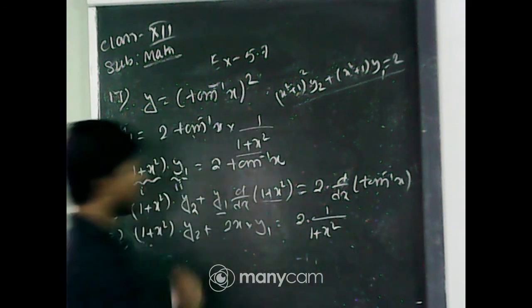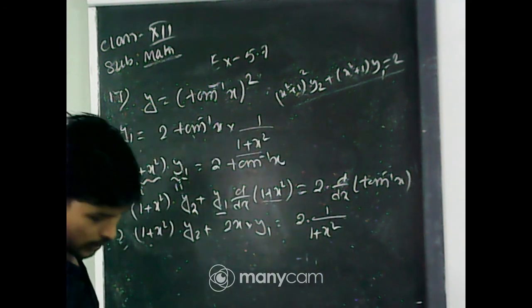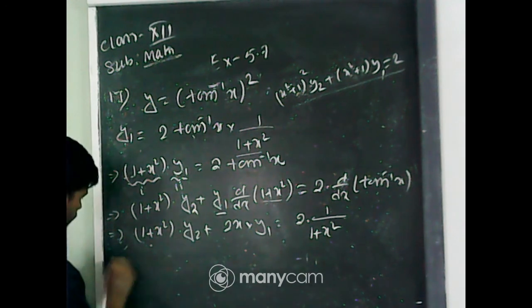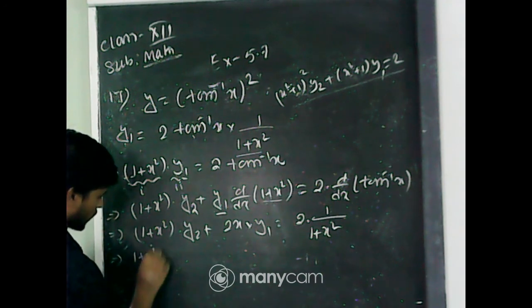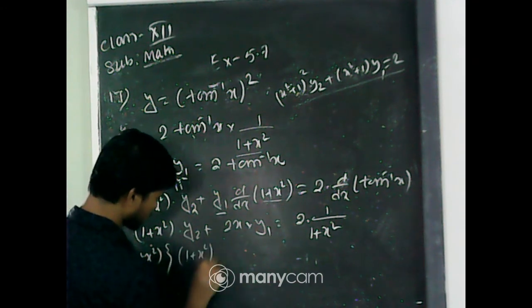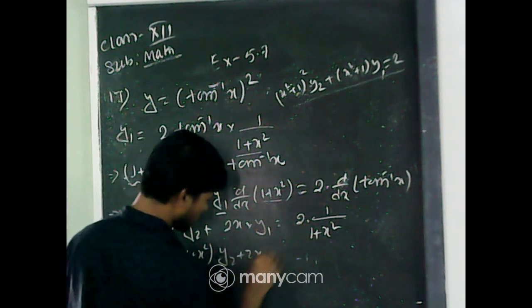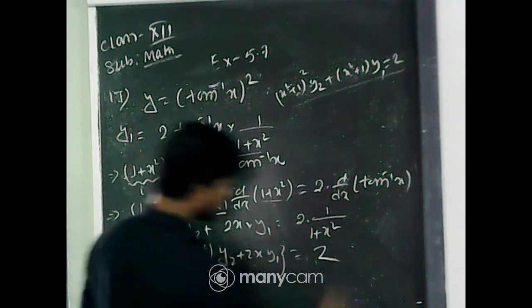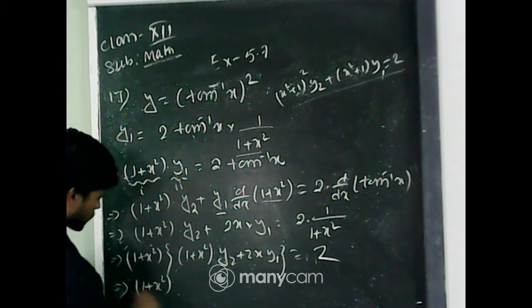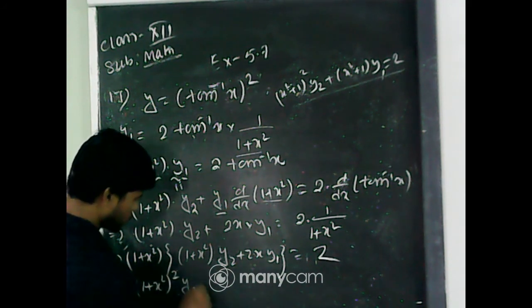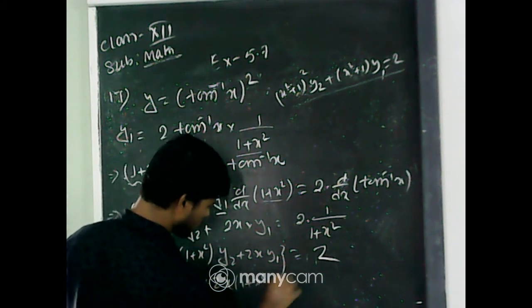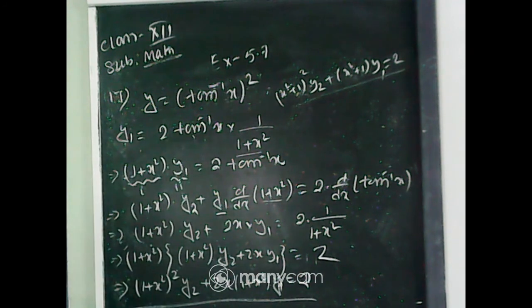Now multiply both sides by 1 plus x square. We have 1 plus x square into 1 plus x square y2 plus 2x y1, that is equal to 2. Now multiply this, we have the answer. 1 plus x square whole square y2 plus 2x into 1 plus x square y1 is equal to 2, and which is our required answer.